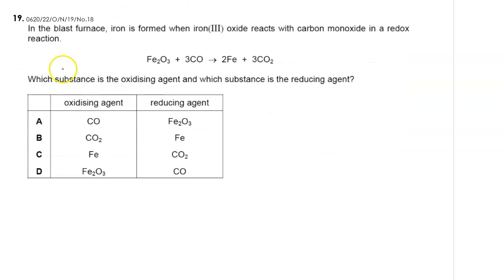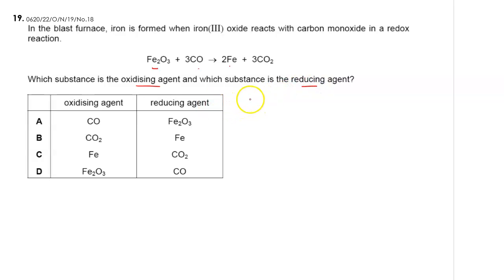Number 19. In the blast furnace, iron is formed when iron(III) oxide reacts with carbon monoxide in a redox reaction. The reaction is here. Iron(III) oxide is reduced by carbon monoxide to iron, and carbon monoxide is oxidized to carbon dioxide. So you can see there. Which substance is the oxidizing agent, and which substance is the reducing agent?